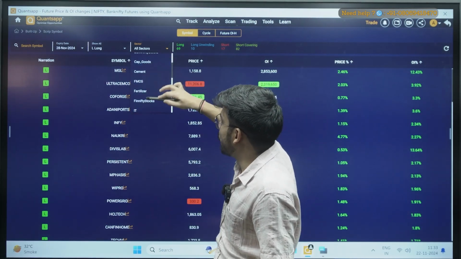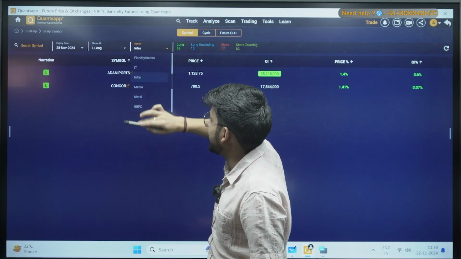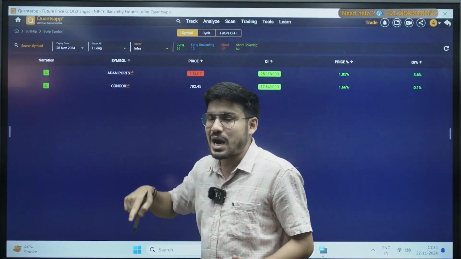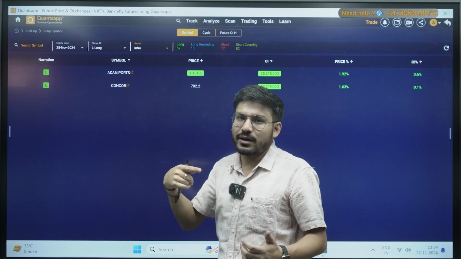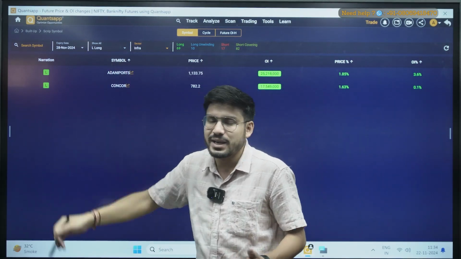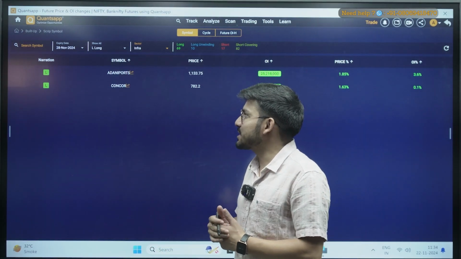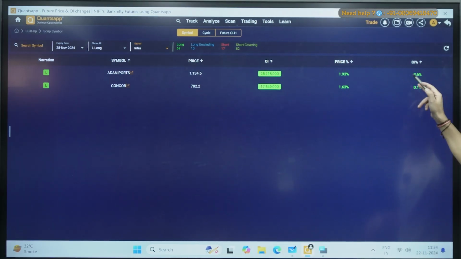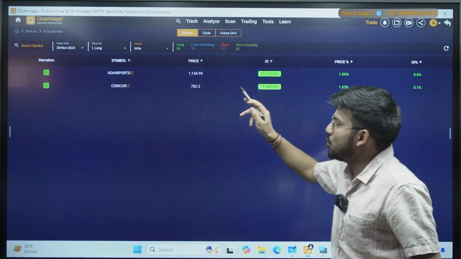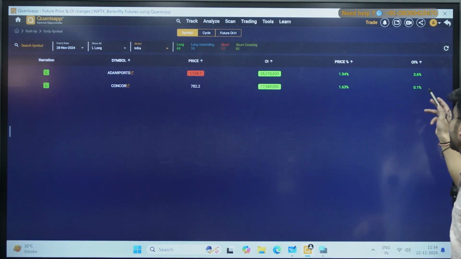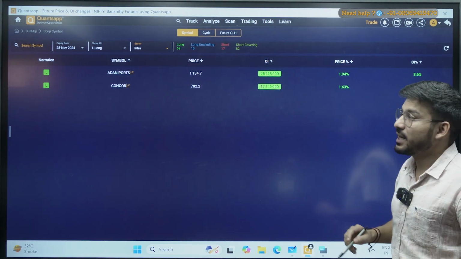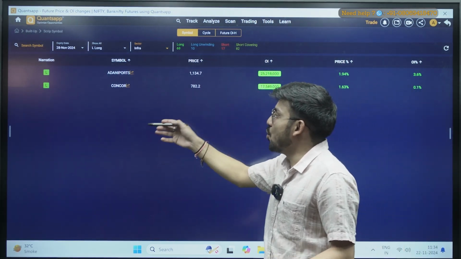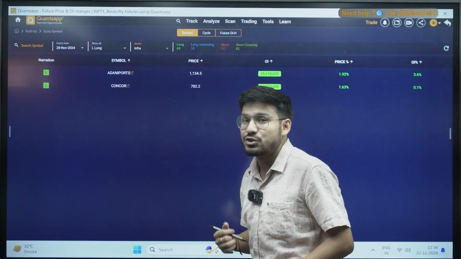So first of all, I will go with the infra. When I click on infra, now what I have to do, I have to select one stock out of these two, right? There are many traders or people who can select both of them and they can trade in both of them, right? But I will just sort it out a little bit. So for the Adani Ports, I can see the open interest is 3.6, right? When I'm looking into Concor, I can see the open interest is 0.1%, right? So it is very obvious that the open interest percentage increase is more in Adani Ports. So that is why I will choose this stock, right?